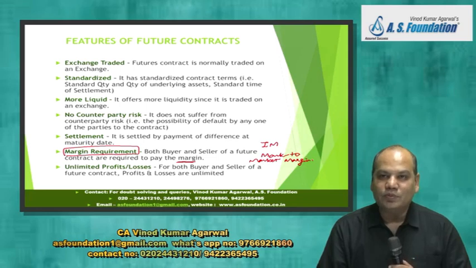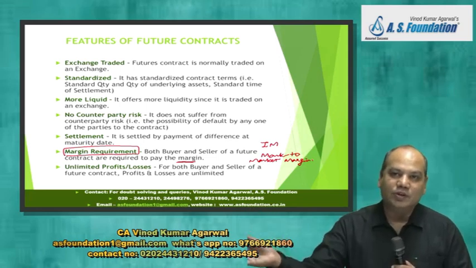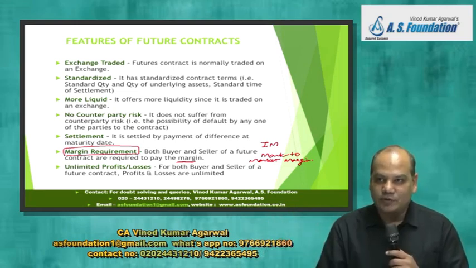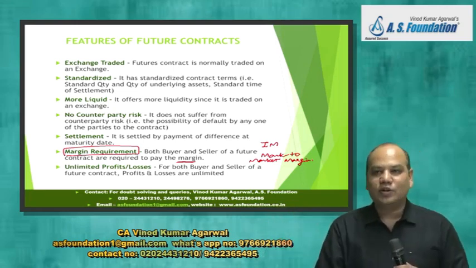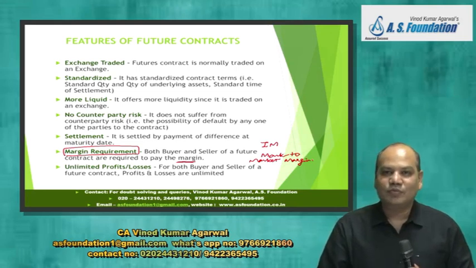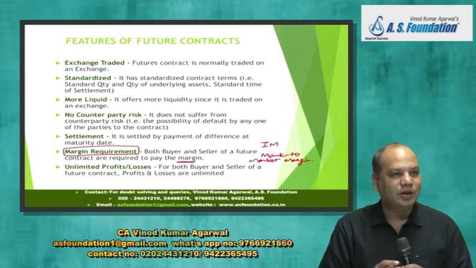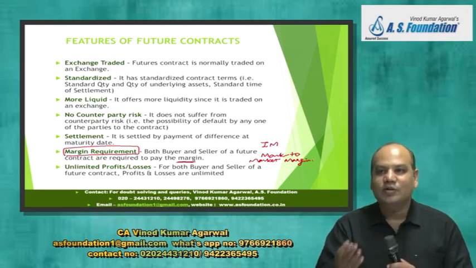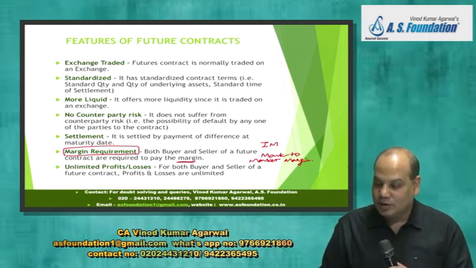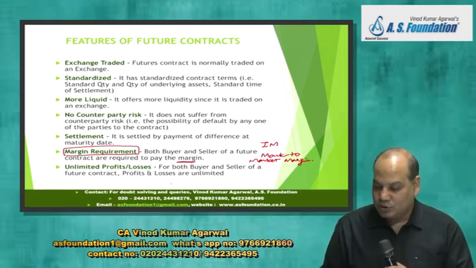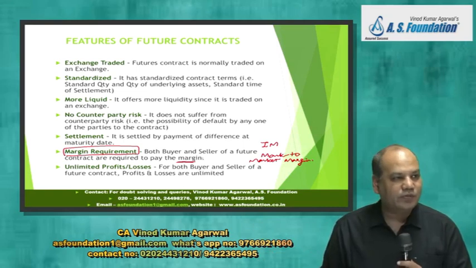If the price goes up, the seller will pay the difference. If the price comes down, the buyer will pay the difference. So on a daily basis, you are actually settling your contract, so that the risk of the exchange is reduced substantially. The daily difference has already been settled, and they have already collected the initial margin also, a lump sum amount. So the risk to the exchange is very, very less.